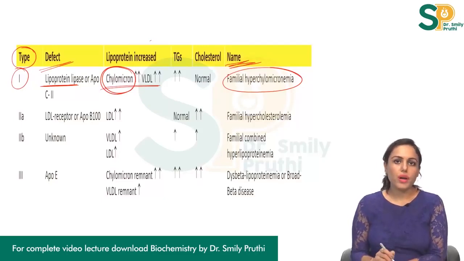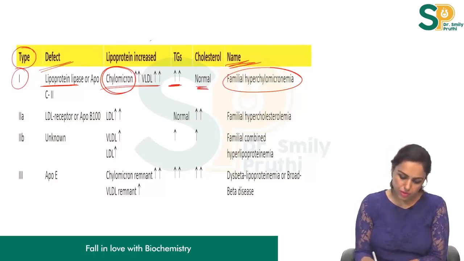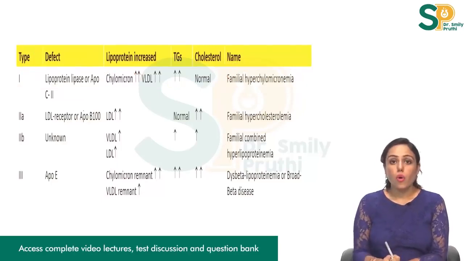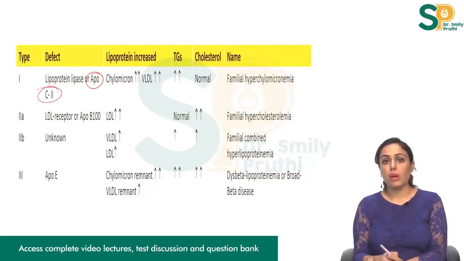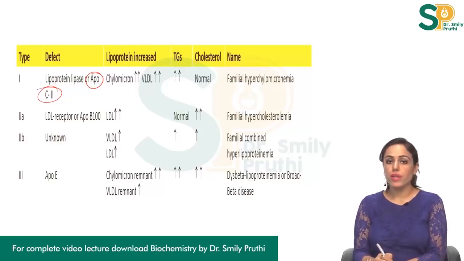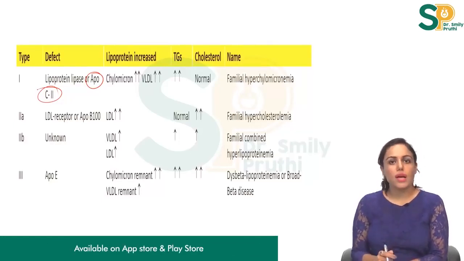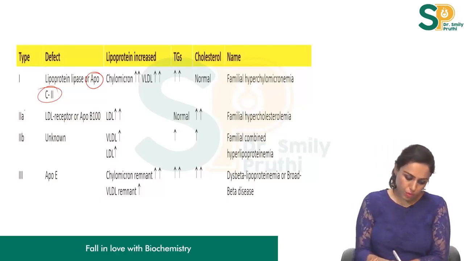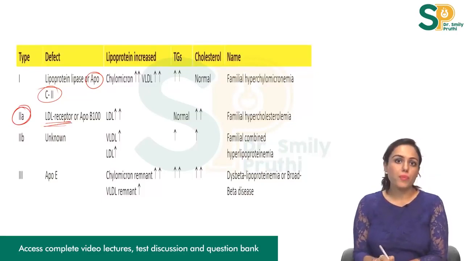That's why this disease is called familial hyperchylomicronemia. You know, chylomicrons and VLDL contain which lipid? Triglyceride. So in this patient, triglyceride will be increased, but cholesterol will be normal, right? Also see type 1 again. In type 1, if ApoC2 is defective, ApoC2 is the activator of lipoprotein lipase. So if this activator is defective, then also the enzyme is not working, and the picture is the same as type 1, right?